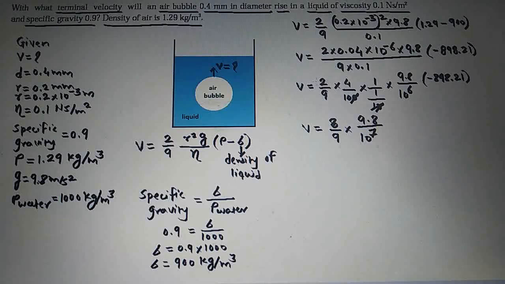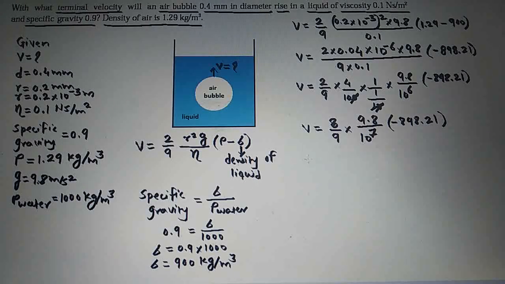See here again, 2 into 4, 8 here, 8 divided by 9, this 0 in 100 and this 10 will get cancelled here. So 10 into 10 raised to 6, it will be 10 raised to 7 in the denominator, and the remaining 9.8 in the numerator we will write here, and next we will write in bracket, it should be minus of 898.21.